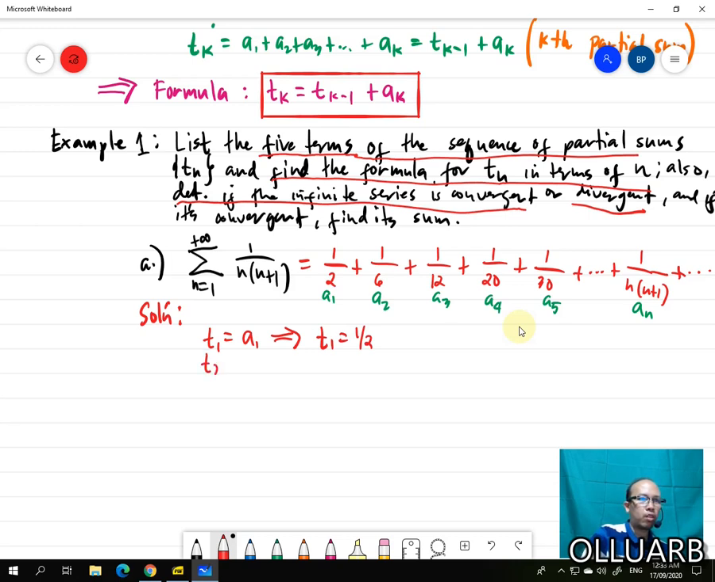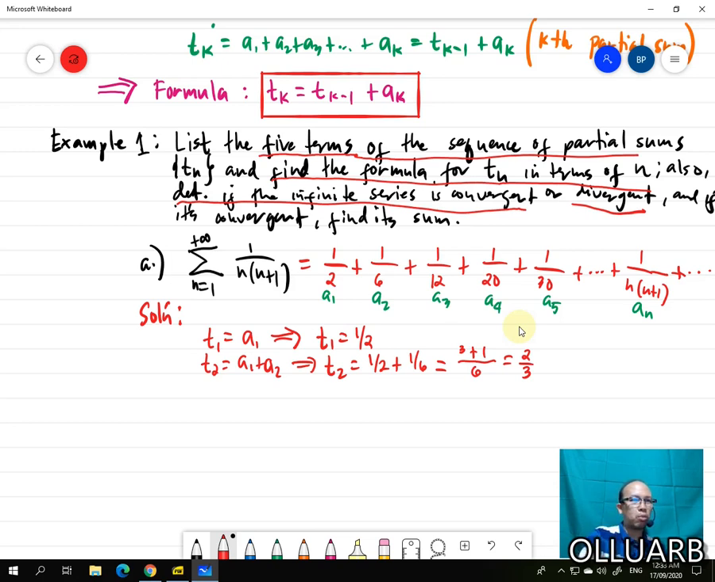The formula for T2 is A1 plus A2. So as you can see here, T2 is 1/2 plus the coefficient 1 over 6. Okay, so try to add that one. So this is 6 LCD. 6 divided by 2, 3 times 1, we have 3. 6 divided by 6, 1 times 1, 1. This is 4 over 6, or this is 2/3.